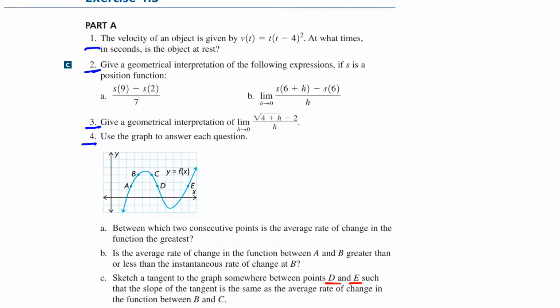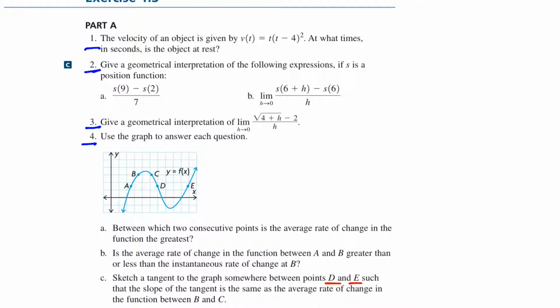Question 1. The velocity of an object is given by v(t) equals t times (t minus 4) to the power of 2. At what times in seconds is the object at rest? The object is at rest when velocity is 0. If we set velocity to 0, we find t equals 0 or t equals 4.